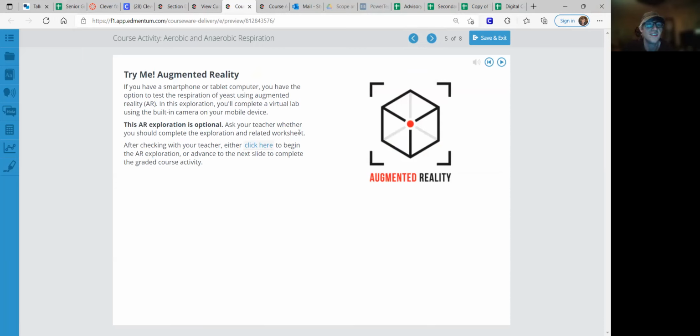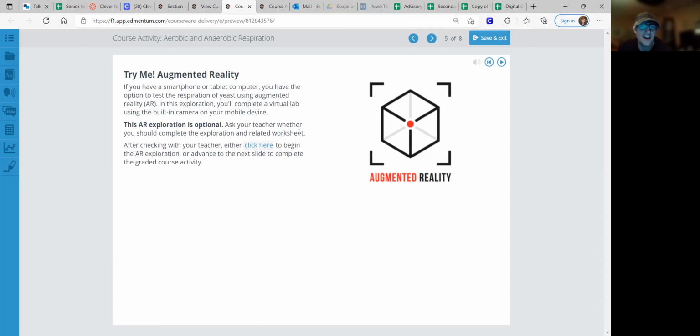All right, so this is an augmented reality. And if you have a smartphone or tablet computer, you have the option to test the respiration of yeast using augmented reality. And that stands for AR. AR stands for augmented reality. And in this exploration, you'll complete a virtual lab using the built-in camera on your mobile device. This AR exploration is optional. Ask your teacher whether you should complete the exploration and related worksheet.